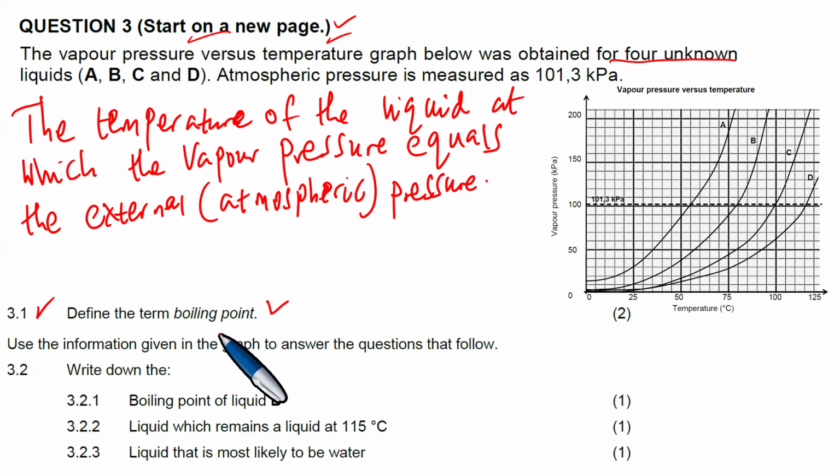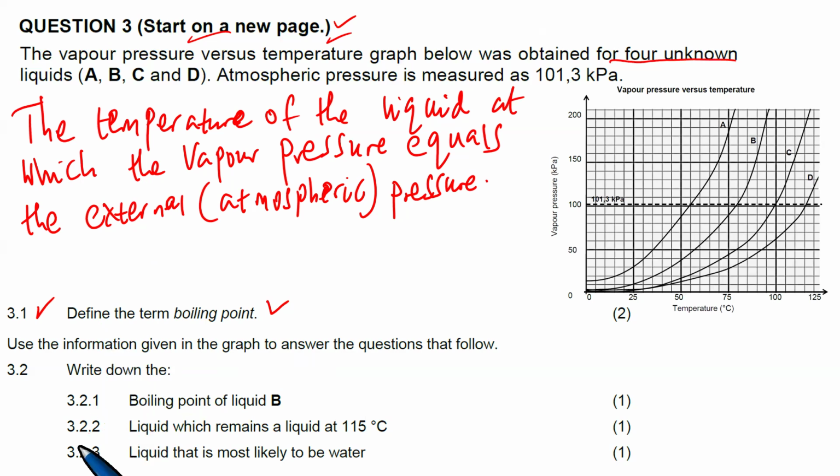Boiling point is, by definition, the temperature of the liquid at which the vapor pressure equals the external atmospheric pressure. So boiling point has to do with vapor pressure equaling atmospheric pressure. That is called the boiling point of a substance.